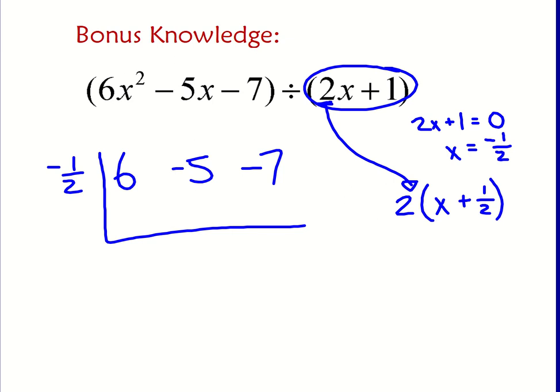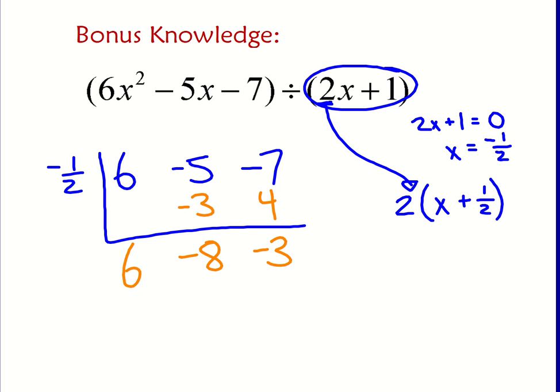If we drop down the 6 and we multiply by negative 1/2, then that would be negative 3. Negative 5 and negative 3 make negative 8. And let's multiply by negative 1/2, which would be a positive 4. And then add, and I have negative 3. So this looks like it would be 6x minus 8, and then a remainder of negative 3. But that's only halfway right.